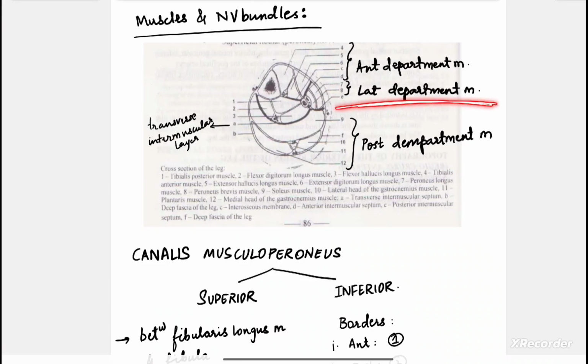Now, in the lateral compartment there are the fibularis longus and brevis muscles, and the superficial fibular nerve is present. In the posterior compartment, all the remaining muscles are found.